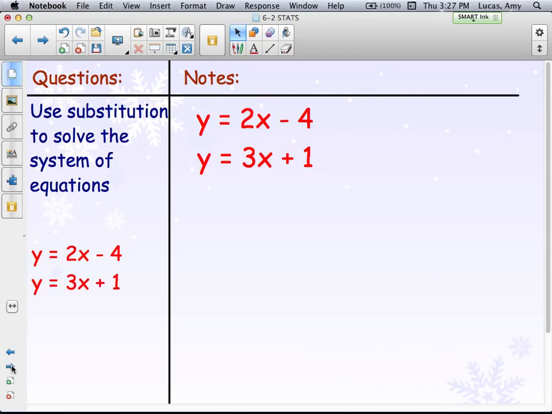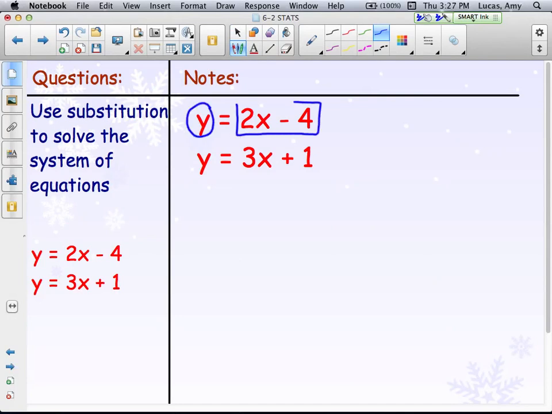This next one, they're both written in slope-intercept form. So you may look at this and want to graph it right away, which is fine. You can do that. But I'm going to show you how you could do substitution instead. What happens on this one is y is equal to 2x minus 4. So where the other y is, I'm going to replace it with 2x minus 4. So my equation will look like this with variables on both sides.